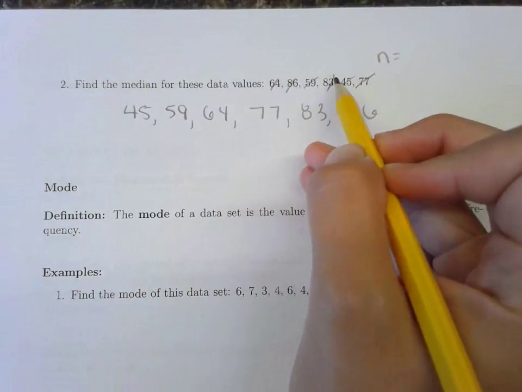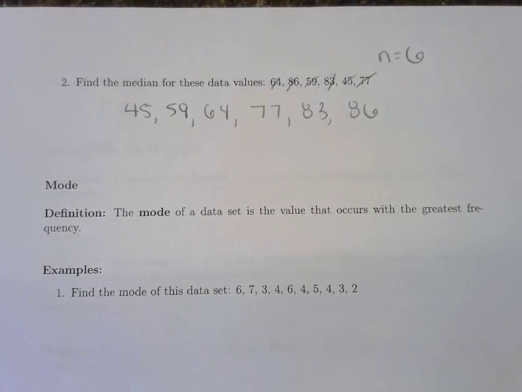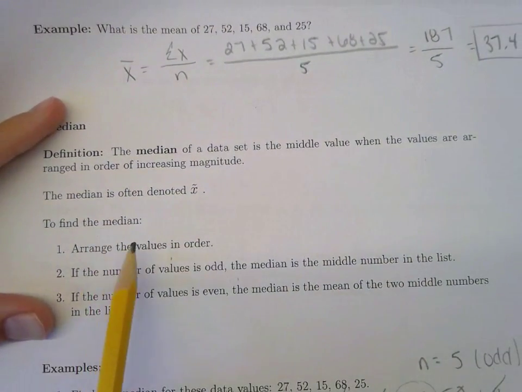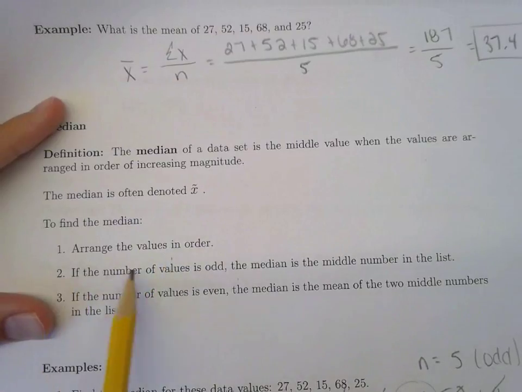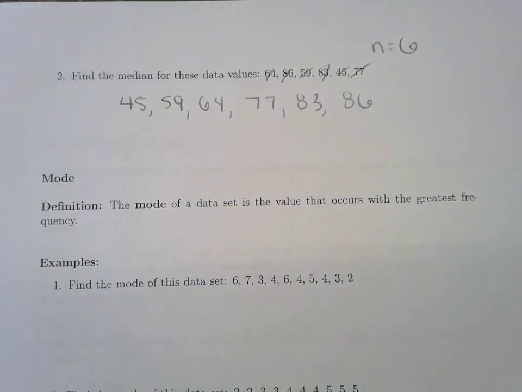Okay, let's go ahead and count in here. So we have 1, 2, 3, 4, 5, 6. Okay, so going back to how to find the median. We have arranged the values in order. We can't do number 2 because the number of values is even, so we need to go on to number 3. If the number of values is even, the median is the mean of the 2 middle numbers in the list. Okay, so we need to find the 2 middle numbers here.